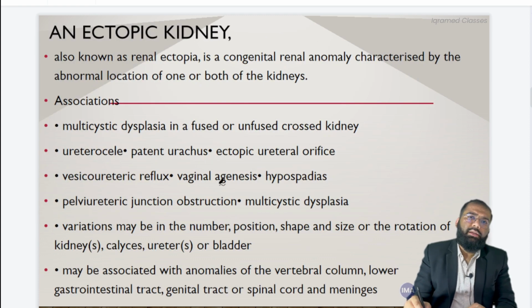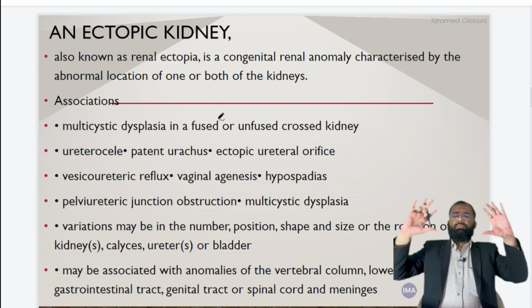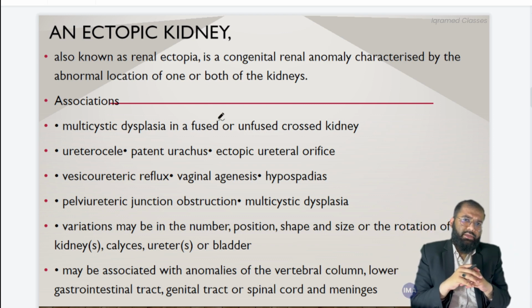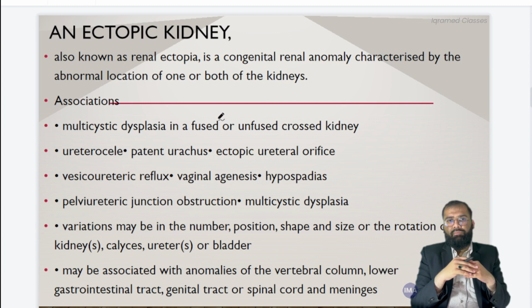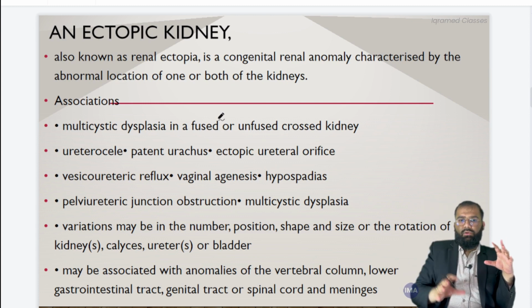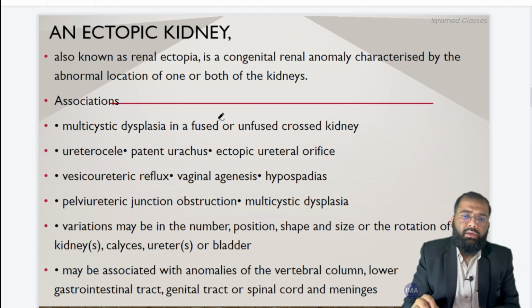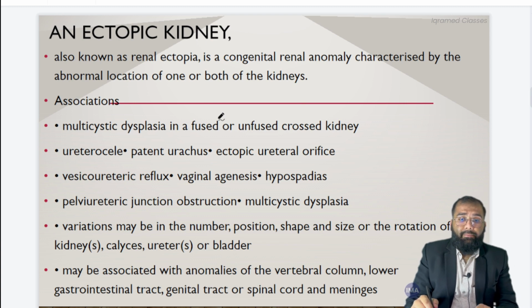Now, the next entity is ectopic kidney. Normally the kidney should be located in the lumbar region, in the renal fossa, retroperitoneally, but sometimes the kidney might be located at other places, and that often happens when there is MRKH or uterine anomaly or other Mullerian duct anomalies.